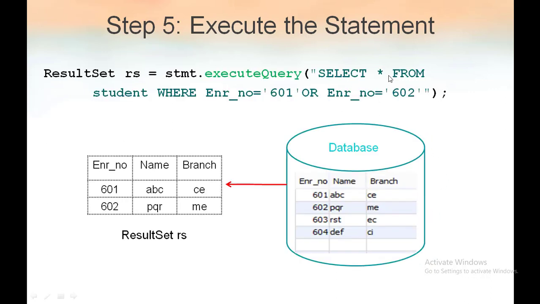Here the query is select star from student where enrollment number is equal to 601 or enrollment number is equal to 602. Means we are fetching two rows from the table with enrollment number 601 and 602. So only two rows we are fetching. These two rows are saved in the result set object, result set RS.